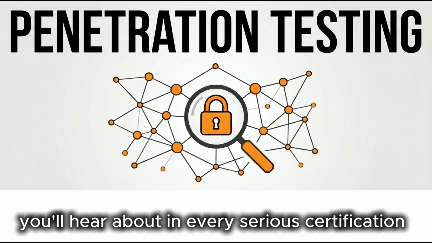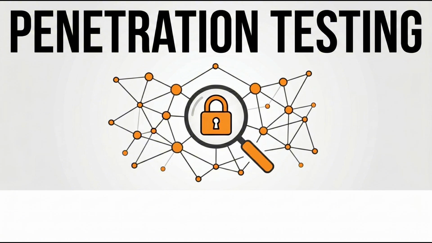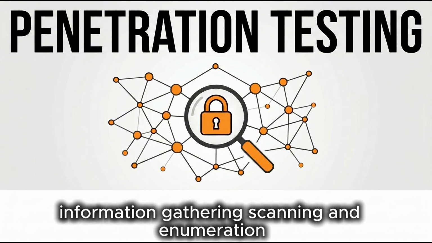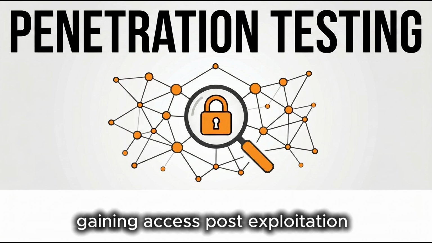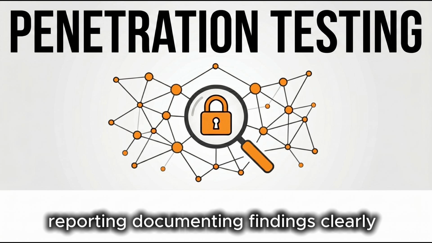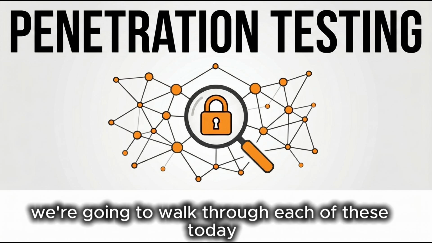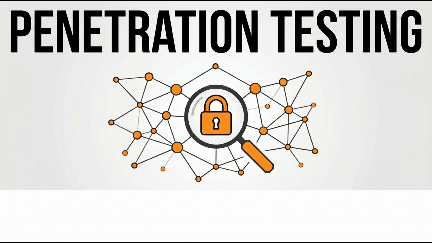The 5 phases you'll hear about in every serious certification from CEH to OSCP are reconnaissance, information gathering, scanning and enumeration, mapping the attack surface, exploitation, gaining access, post-exploitation, maintaining access, pivoting, reporting, documenting findings clearly. We're going to walk through each of these today with real tools and real techniques.